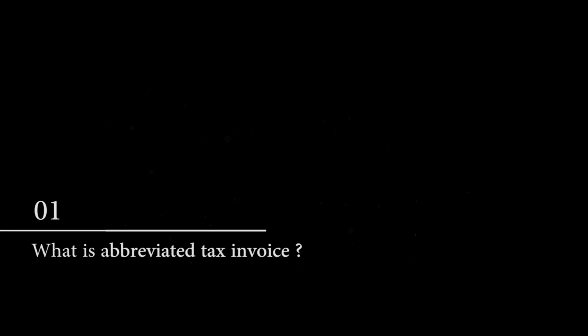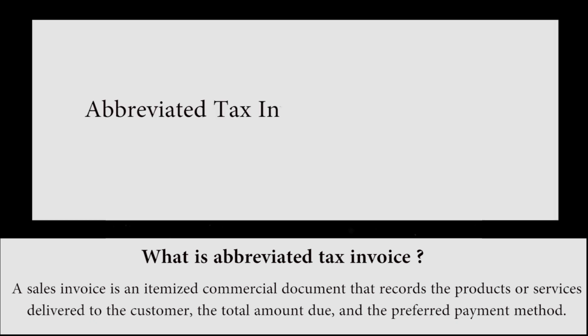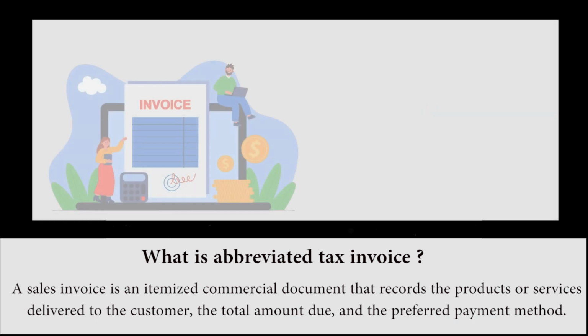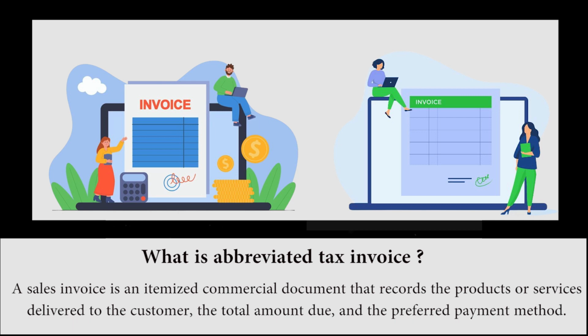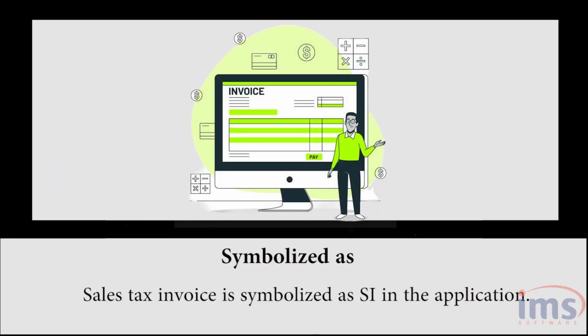At first, let's see what an abbreviated tax invoice is. An abbreviated tax invoice is also known as a sales invoice. A sales invoice is an itemized commercial document that records the products or services delivered to the customer, the total amount due, and the preferred payment method. It is symbolized as SI in the application.